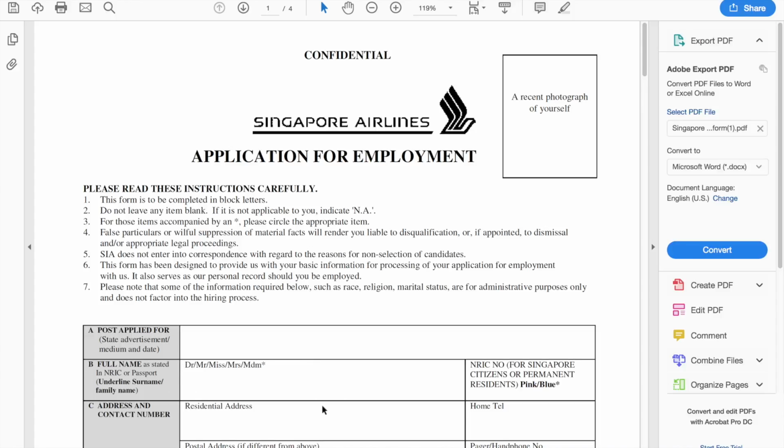Now NRIC is basically only for Singapore citizens or permanent residents. So if you're applying from overseas, you don't have to fill in this information. Although you see that it says do not leave any item blank. If it is not applicable to you, please indicate NA. So which means here you would put NA.